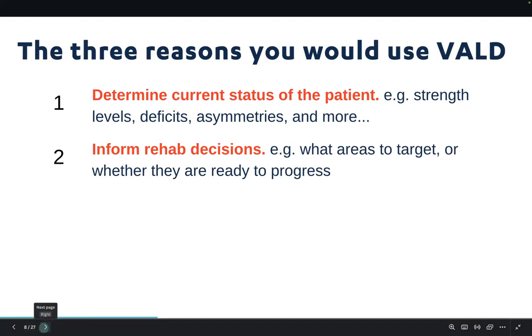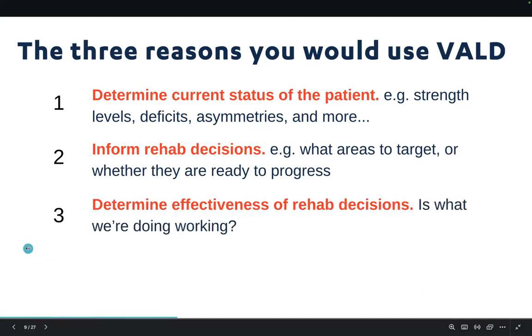Perhaps there's a number of different applications there. And thirdly, to then determine the effectiveness of those original rehab decisions. So is what we're doing actually working? When you test someone 6 weeks later, have they actually improved in their strength? And if not, what's going wrong there? Is it a problem with your decision to give them that exercise? Was it not the best one for them, or are they not doing their rehab? There's lots you can unpack there, but they're basically the three reasons you would use it.